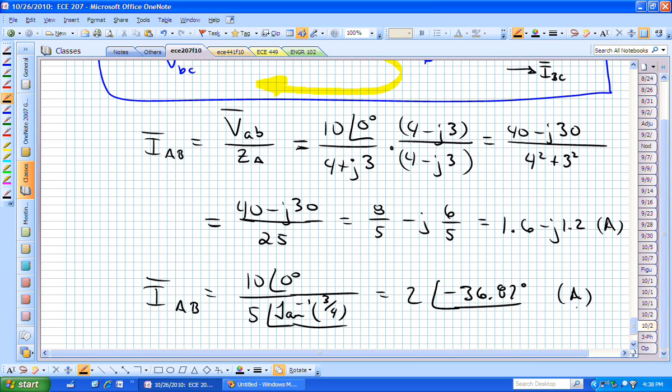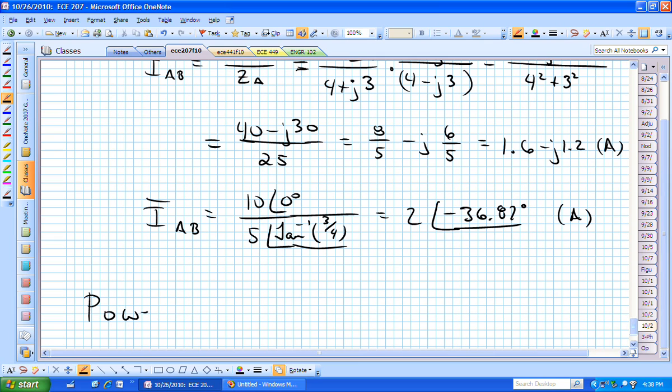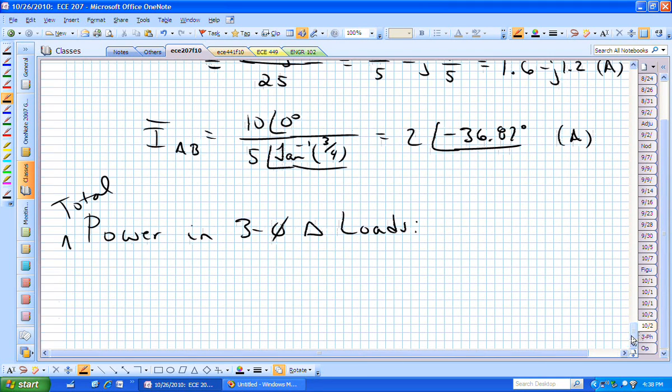Questions on that? That's now my phase current in a delta connected load. If I ask you for the total power in that system, what would you do? Find the power of one part and multiply by 3. So here I'm saying the total power. You just said, I think, I would have this is 3 times S, let's say A. And what was S sub A?